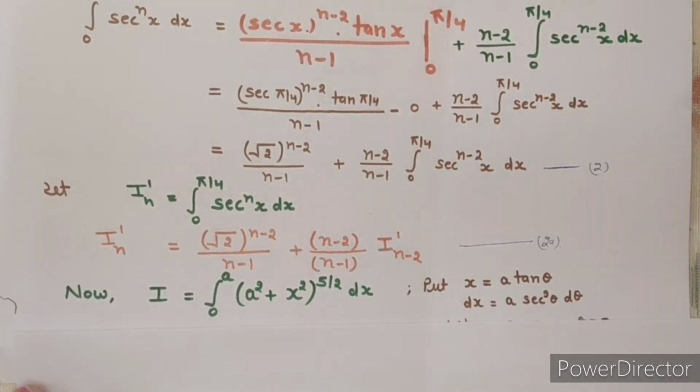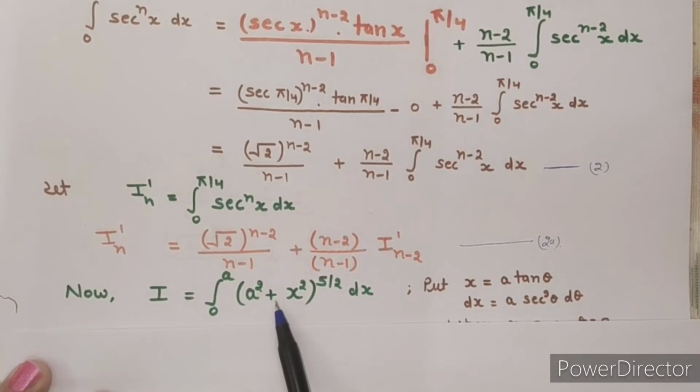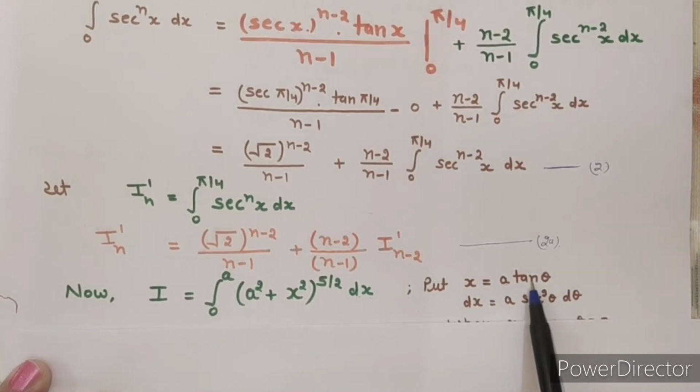So I have to find this integral 0 to a, (a square plus x square) to the power 5 by 2, dx. So here is a plus sign, so sin theta is not applicable here. So we think about the identity such that this reduces into the reduction form. So I am putting x is equal to a tangent theta. Then I need dx also. So differentiating both sides, it gives dx is a secant square theta d theta.